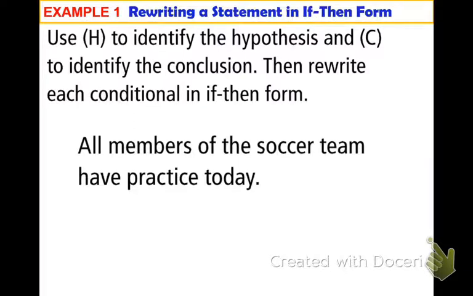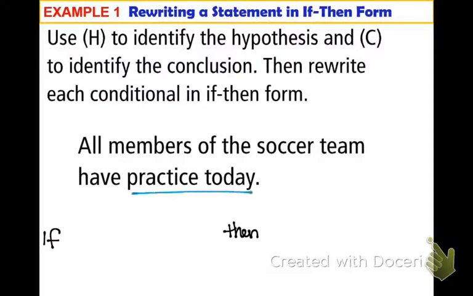All members of the soccer team have practiced today. So here's what I will write. I'm going to write them in black so we know that they don't change. If, and all the way over here we're going to do then. I'll move it. So this actually is hard for some people because you need to identify what could be the hypothesis and what could be the conclusion. What I think is actually easier in this problem is to first identify the conclusion. So what do you think the conclusion of the sentence is?